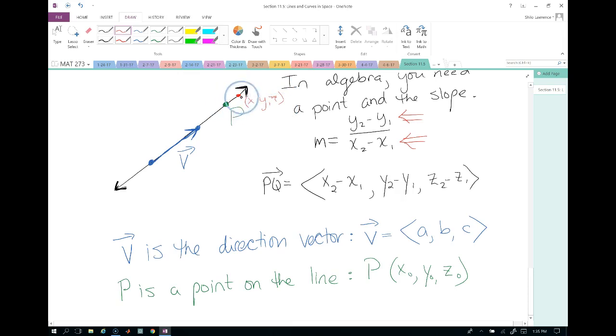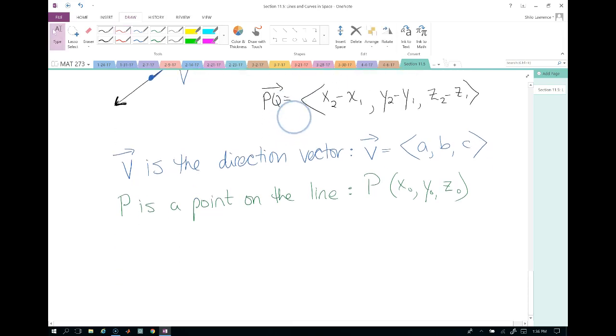The vector between P and this other random point that we'll call Q should always be parallel to vector V, because they're all pointing in the same direction. So Q is another, this time it's just a random point and we don't know the values, we don't know the coordinates, so we use variables. It's just another random point on the line.